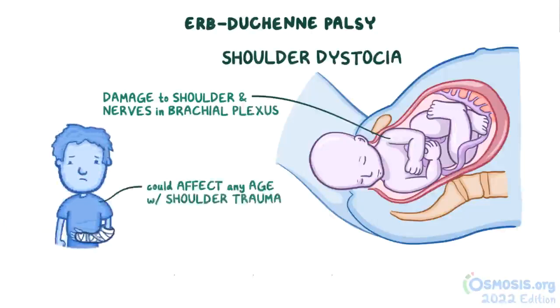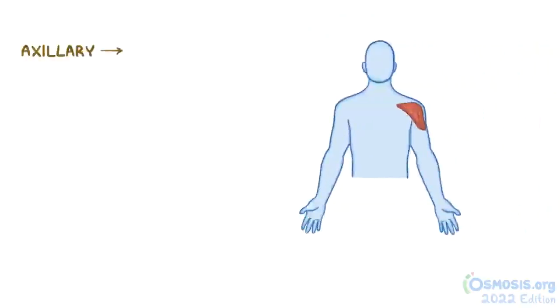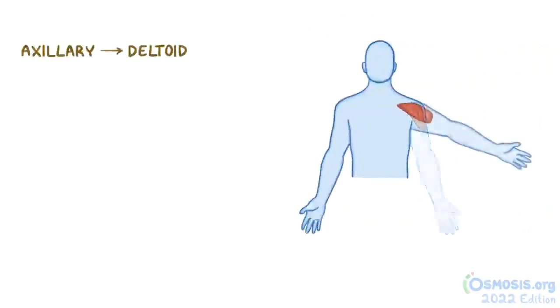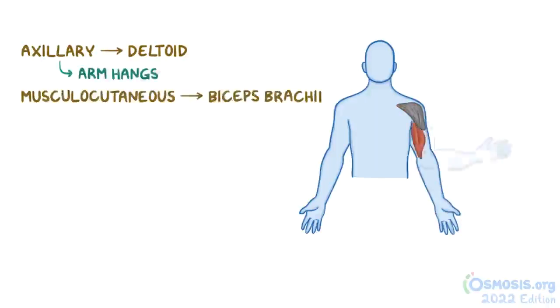Okay. Let's look at what happens when someone gets this condition. First, the axillary nerve innervates the deltoid, which acts to abduct the arm, moving it away from the trunk. So when the axillary nerve is damaged, the arm hangs by the side of the body. Next, the musculocutaneous nerve innervates the biceps brachii, which flex the arm at the elbow joint and supinate the forearm, turning the palm anteriorly.